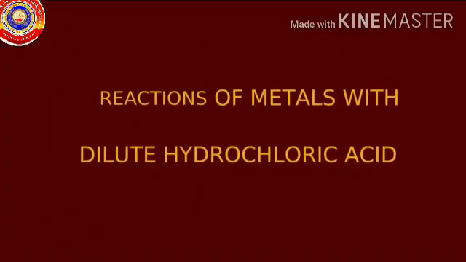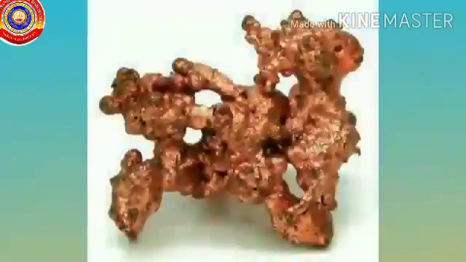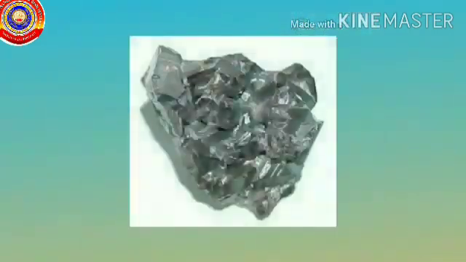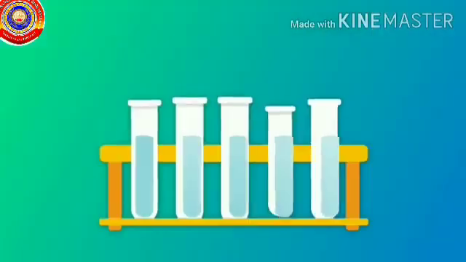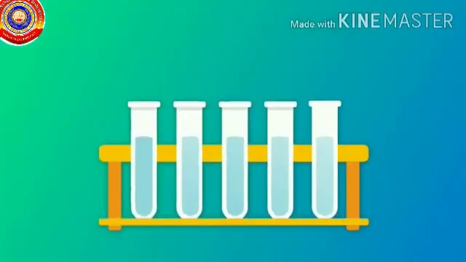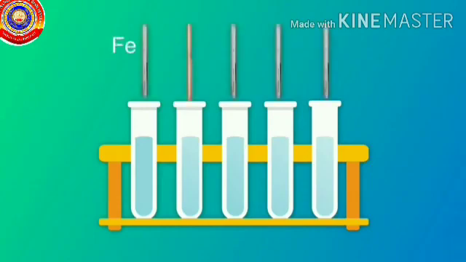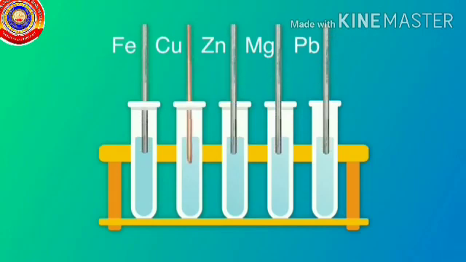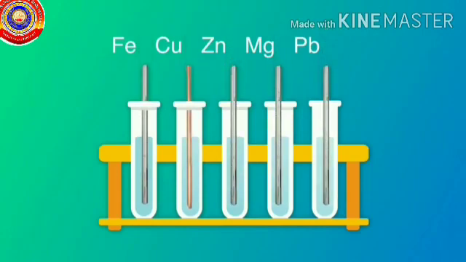Let's examine the reactions of iron, magnesium, copper, lead, zinc with dilute hydrochloric acid. Take equal volume of dilute HCl in 5 test tubes. Immerse metallic rods of iron, copper, zinc, magnesium and lead respectively in these test tubes. Observe the reactions taking place in each test tubes.